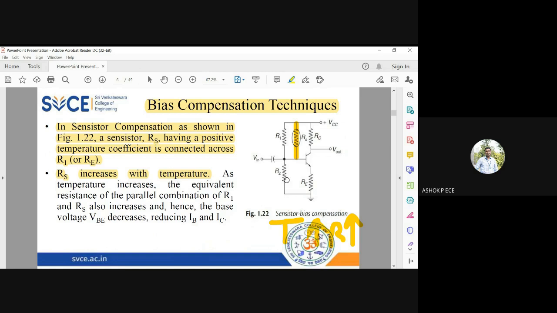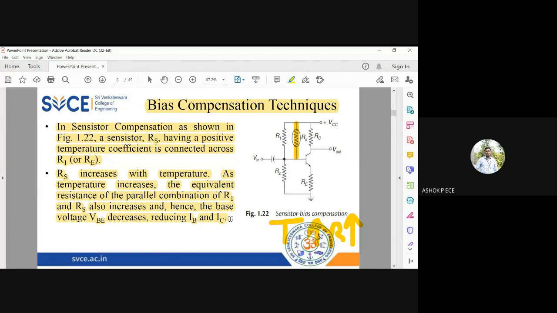So for example, consider the temperature is increasing. When the temperature is increasing, this RS will increase. So when RS is increasing, the parallel combination of R1 and RS will also increase. Okay, this parallel combination will increase, and hence the VBE will decrease, reducing IC.